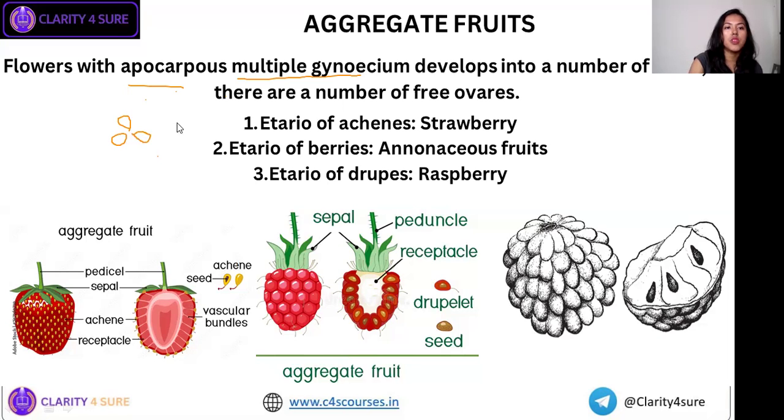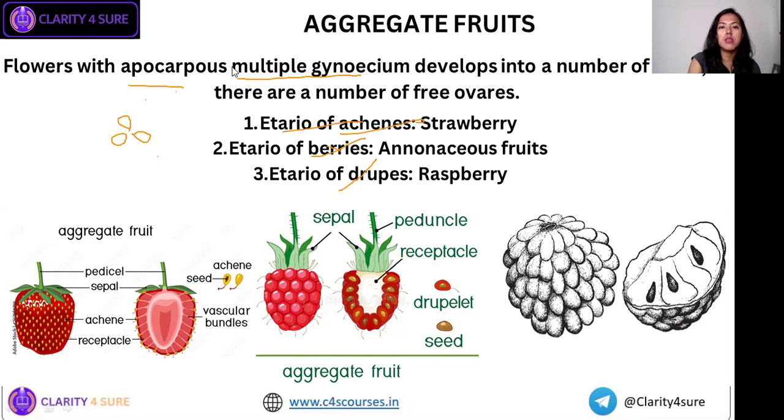If three carpels are joined, I mean, there are three carpels or three gynoecium, then if I do the cross section, something like this will happen, right? Since they're not fused. So this is what apocarpous multiple gynoecium develops into a number of fruits, such as what? You can say etaerio of achenes, etaerio of berries, etaerio of drupes, okay? So achenes, berries, drupes. Actually, the fruit is this only.